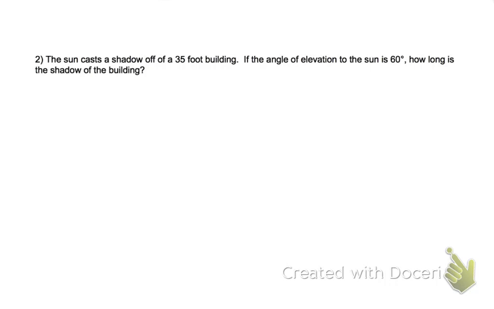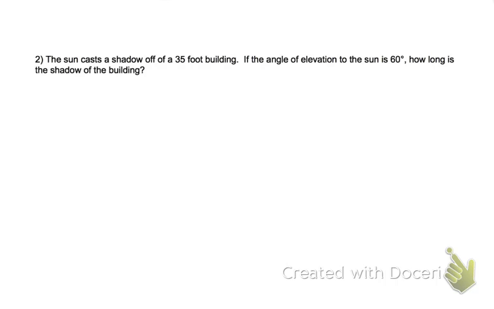Let's see how you did on number 2. Number 2 says the sun casts a shadow off of a 35-foot building. If the angle of elevation to the sun is 60 degrees, how long is the shadow of the building?